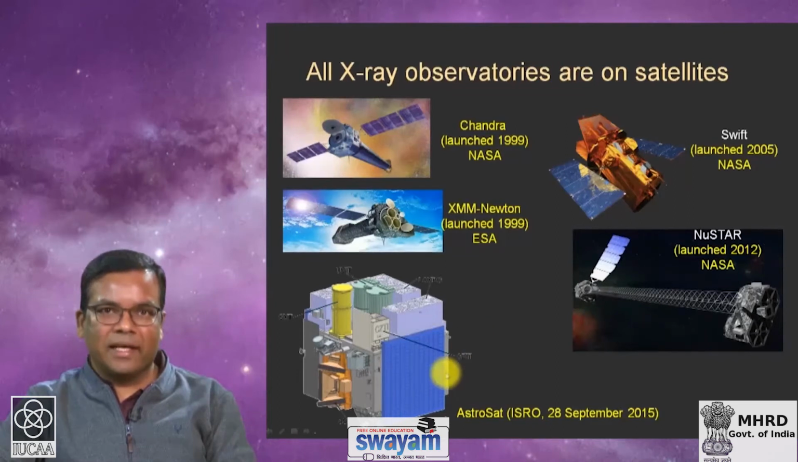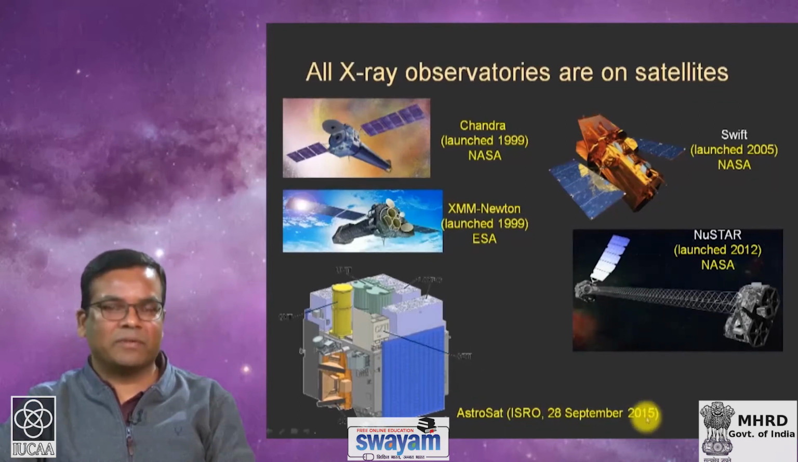Astrosat is the Indian multi-wavelength astronomy satellite. It is sensitive from optical all the way to hard X-rays, to a few hundred keV. Astrosat was launched on 28 September 2015. We will discuss more about Astrosat towards the end of this lecture.